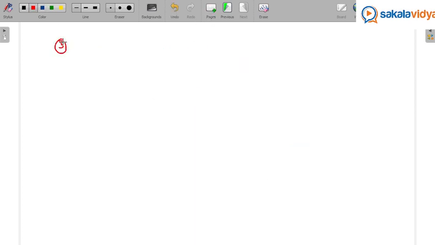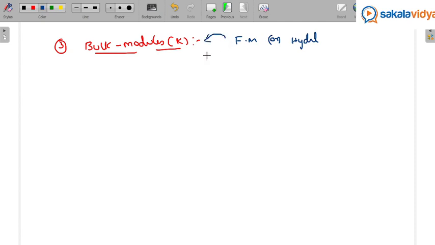The last one, that is bulk modulus. It is denoted with K. This concept of bulk modulus we are going to study even in our fluid mechanics or hydraulics, in the basic properties of fluid. So let us see what is the meaning of bulk modulus. Bulk modulus is a ratio of direct stress to the volumetric strain.